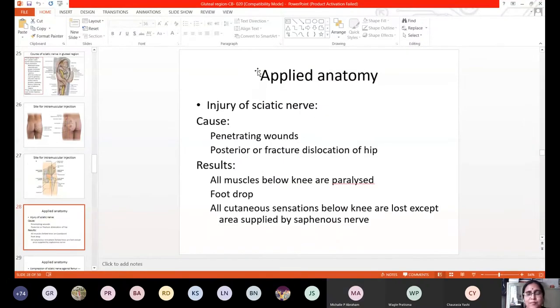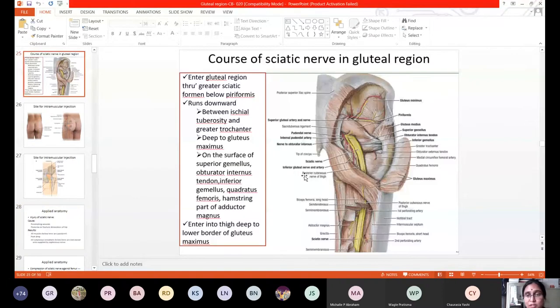Now, what are the applied importance associated with the sciatic nerve? There is a high chance of injury of the sciatic nerve. The major causes are especially penetrating wounds, traumatic wound injury, or fracture or dislocation of the hip joint. Traumatic means accidental injury or accident. Then there is a high chance of posterior dislocation of the head of the femur. If there is posterior dislocation of the head of the femur, there is a chance of compression of this nerve. What is the name of this nerve? Sciatic nerve, against which bone?